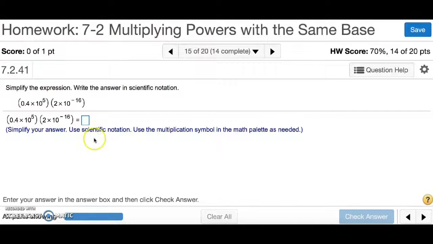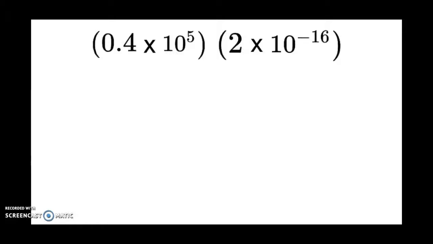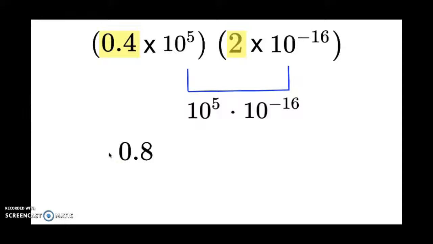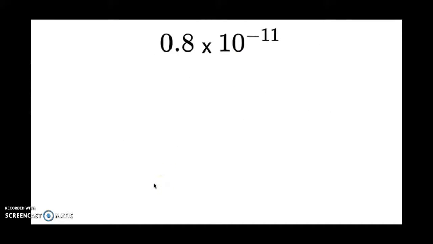Number 15, it wants you to simplify the expression and write the answer in scientific notation. So let's do that. First thing we do is multiply the numbers in front of each other. We have 0.4 times 2, which gives you 0.8. Then we multiply the tens to the exponents: 10 to the 5 times 10 to the negative 16 gives you 10 to the negative 11.